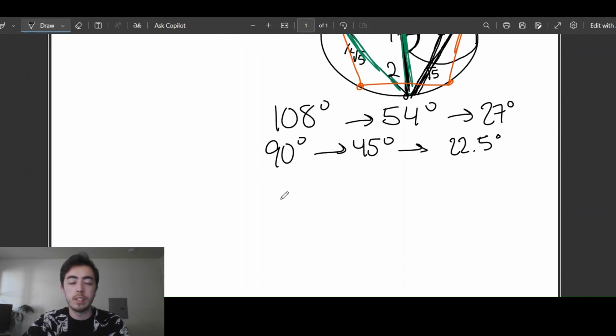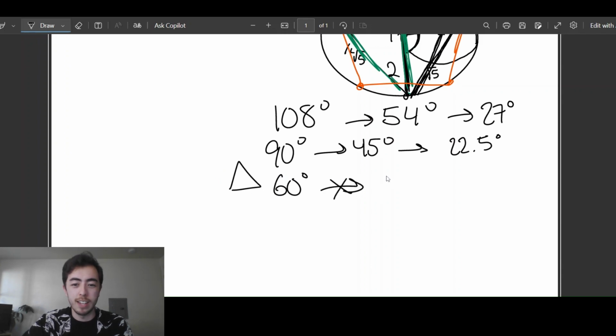But one thing that's known that you can't do with a straight edge and a compass is trisect angles. So we could create a 60 degrees, right? We did that in the equilateral triangle, but you can't trisect angles here. So we couldn't really ever create a 20 degrees.